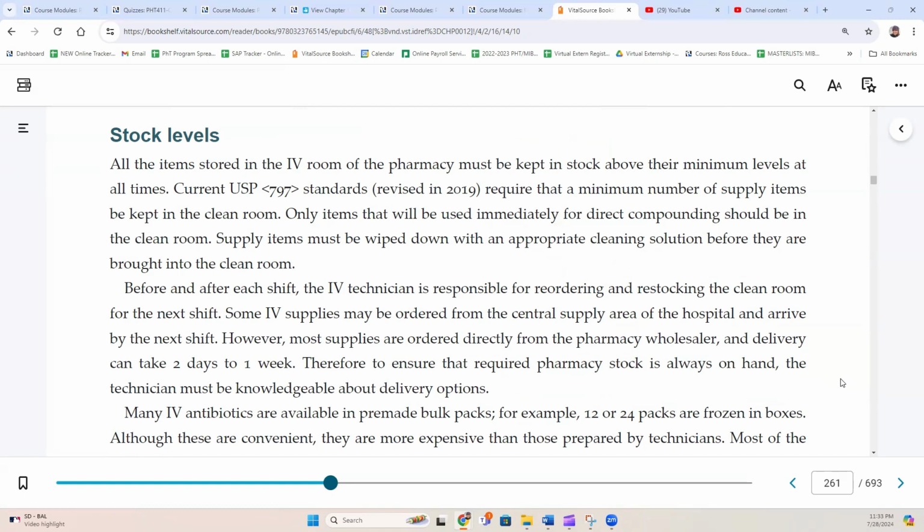Before and after each shift, the IV tech is responsible for reordering and restocking the clean room for the next shift. Some IV supplies may be ordered from the central supply area of the hospital and arrive by the next shift. However, most supplies are ordered directly from the pharmacy wholesaler and delivery can take 2 days to 1 week. Therefore, to ensure that required pharmacy stock is always on hand, the technician should be knowledgeable about delivery options.